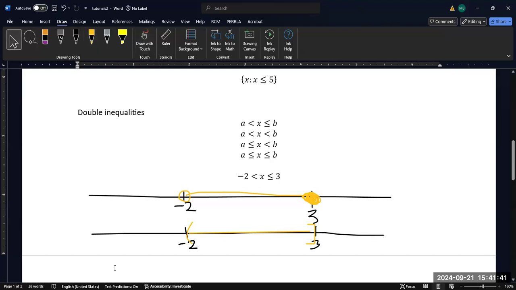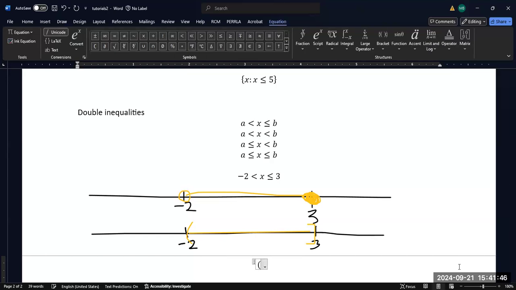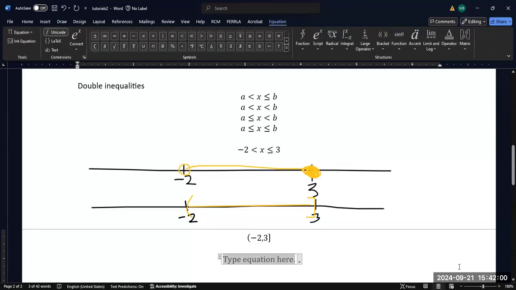And then once you have your number lines drawn, you can write your interval notation, again, following the one on the bottom, -2 to 3. Again, the brackets don't have to match. They have to match the inequality that you have. They don't have to match each other. And then, of course, in set builder notation, x such that, and then you just write your inequality, -2 less than x less than or equal to 3.